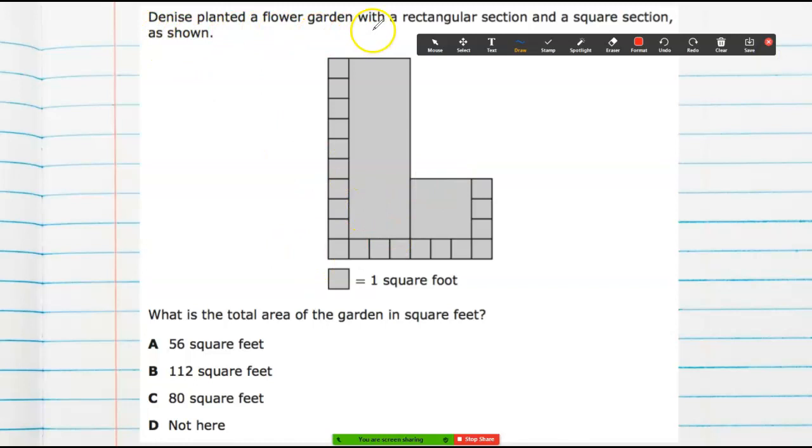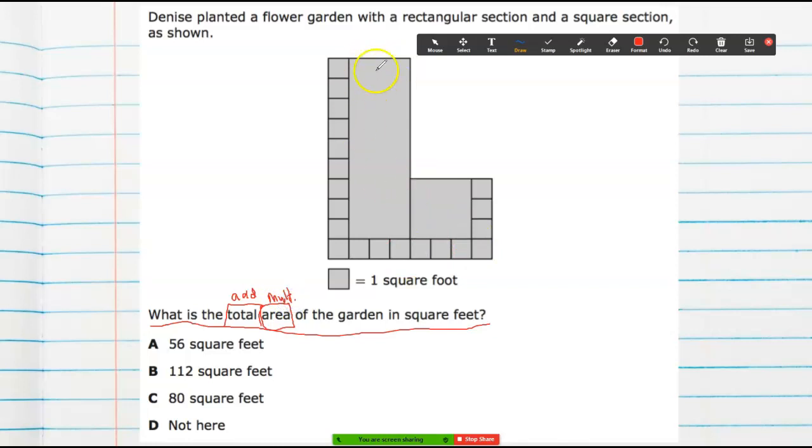Denise planted a flower garden with a rectangular section and a square section as shown. What is the total area of the garden in square feet? So we have the word total, which means we're going to add. And we have the word area, which means we're going to multiply.